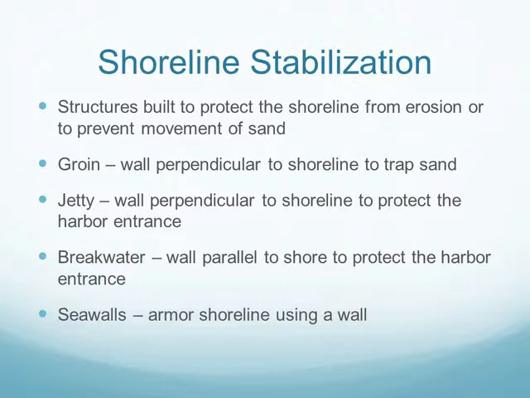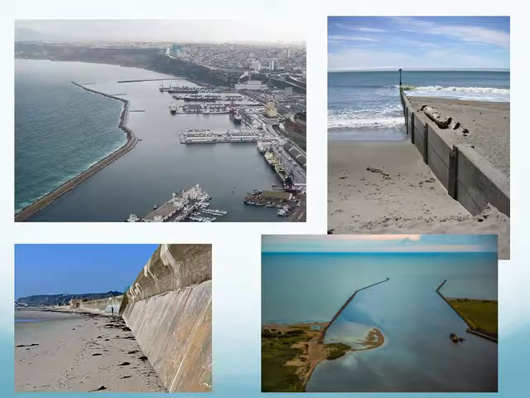You have your breakwater, which is parallel to the shoreline and protects the harbor entrance from incoming waves. And then you can have seawalls, which armor the shoreline using a wall, right? So you basically are taking away the beach completely in that case. So on this next slide here, you can see the differences between each type.